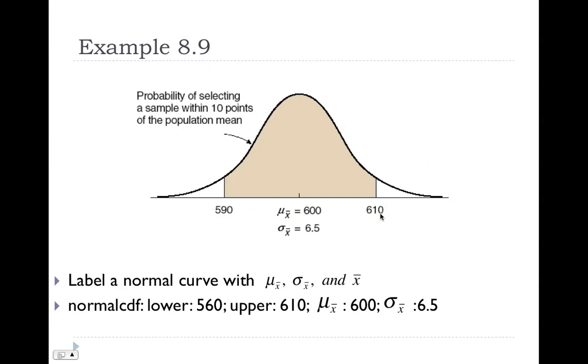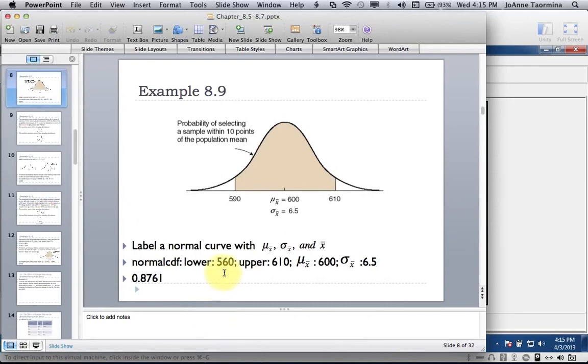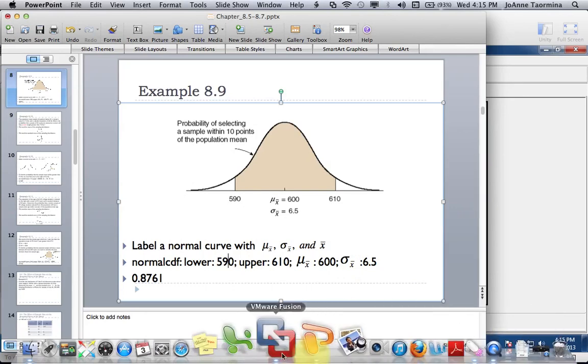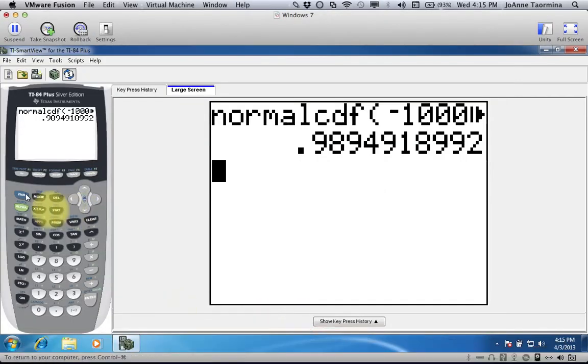So on our calculator, our lower value is a sample mean of, oops, this is a problem. It should say 590. I'll correct that. An upper value of 610, a mean of 600, a standard deviation or standard error of 6.5. So let's go to our calculator. 590, 610, 600, and 6.5.